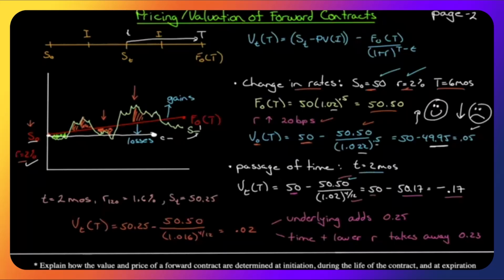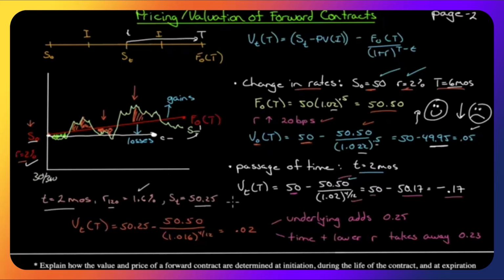Let's change a whole bunch of things now. Let's say 2 months have gone by, which means we had a 6-month contract, and now there are 4 months to expiration. Since we're dealing with interbank rates, we're on a 360-day count. We have 4 months left. That is 120 days. So R sub 120 means it's a 120-day rate or a 4-month rate. That rate's 1.6%, but the underlying has increased to 50.25.